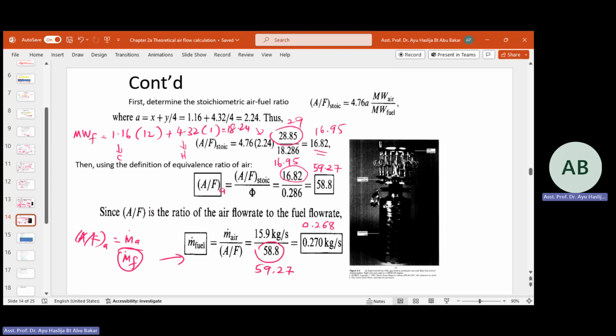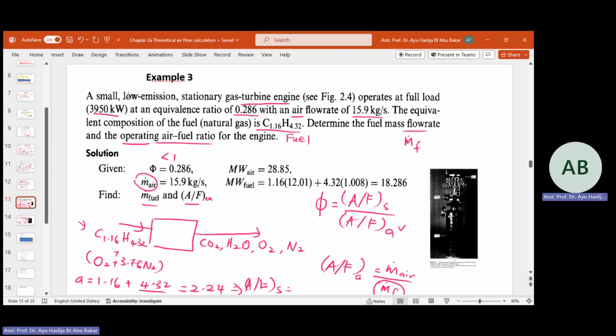Depends pada question. Dia nak at stoic ke at excess. Tapi kalau dalam case ni, dia operating. So by right, A actual lah. You boleh generate the actual combustion equation. Tapi dalam equation ni, AF, kita just perlukan the A. A yang kat depan tu.